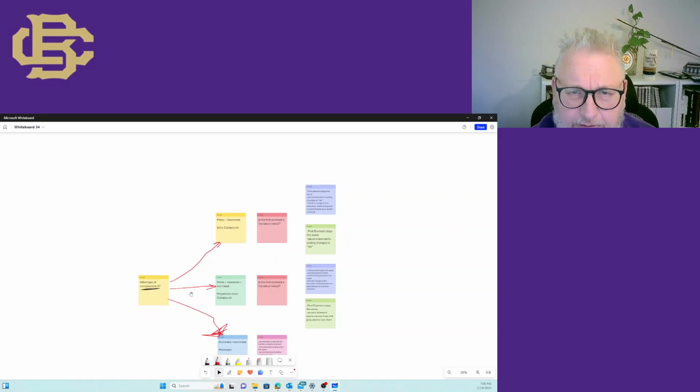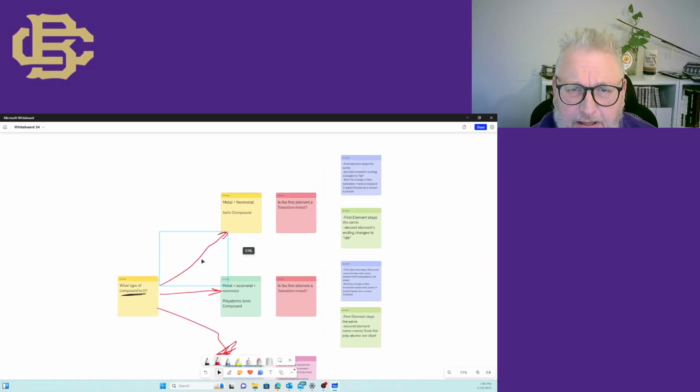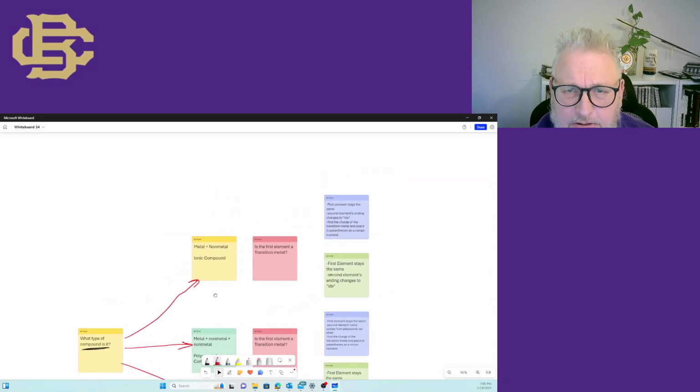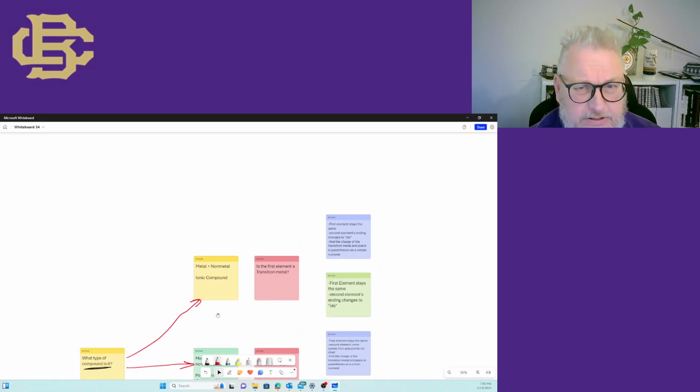So let's go right over here. Let's say it's a metal and a non-metal. Well, it's an ionic compound. Okay, we're pretty familiar with those, right? A metal and a non-metal. Recall what a metal is. It's to the left side of the periodic table. Non-metal is on the upper right side.